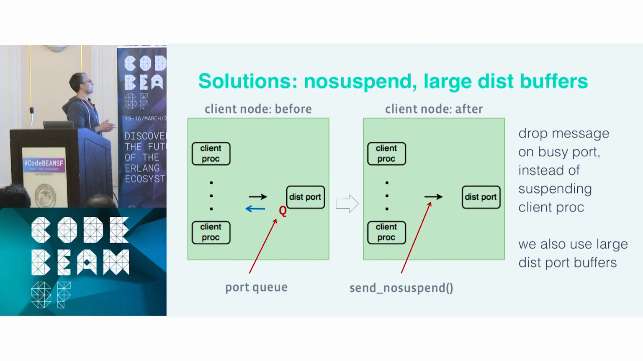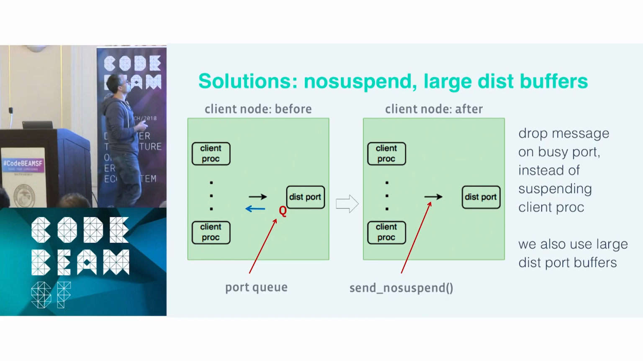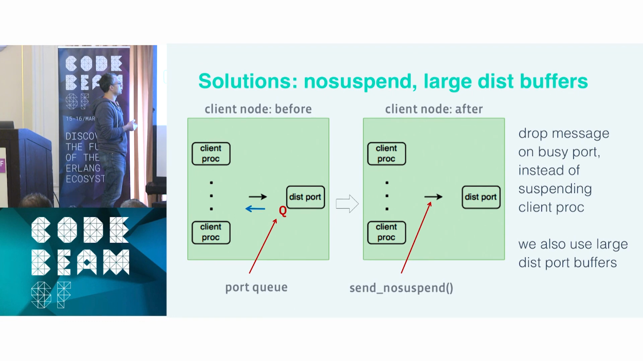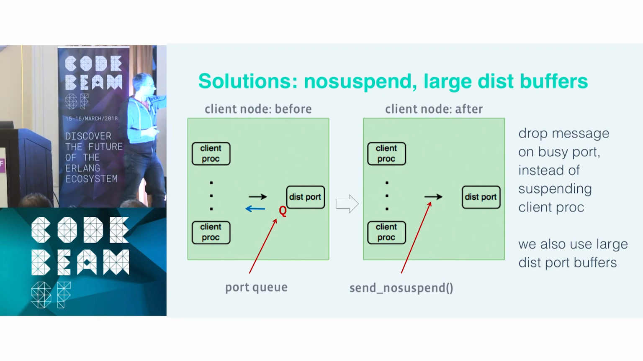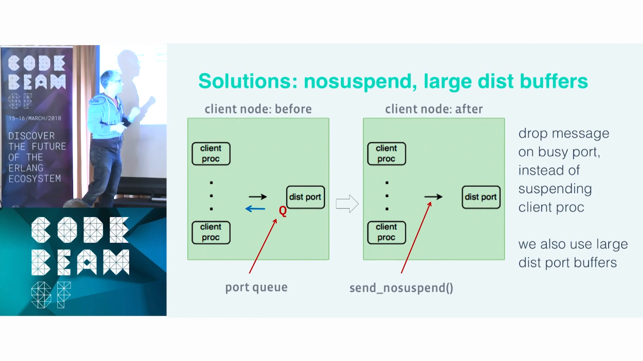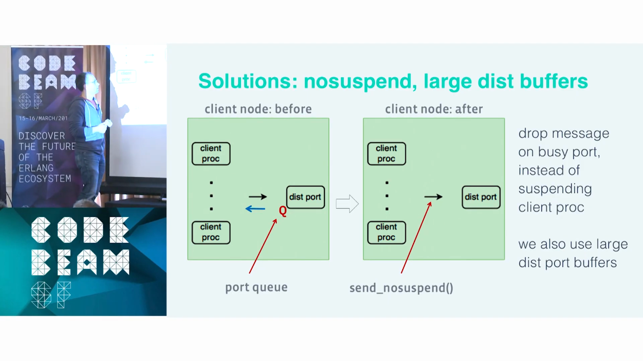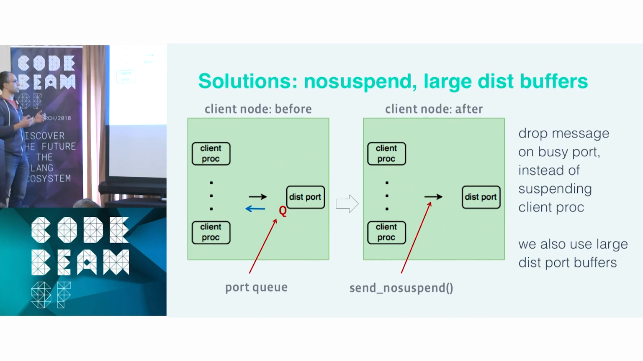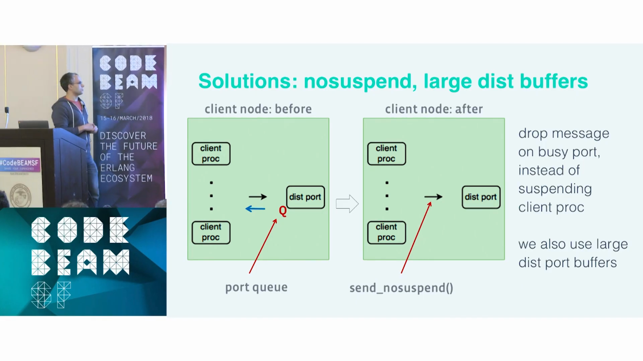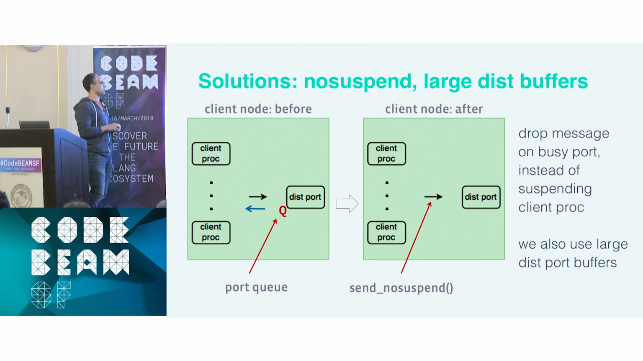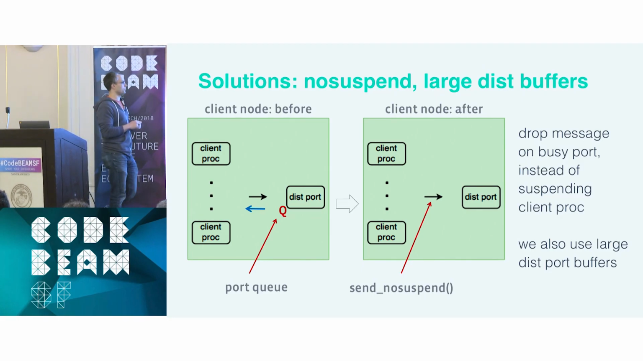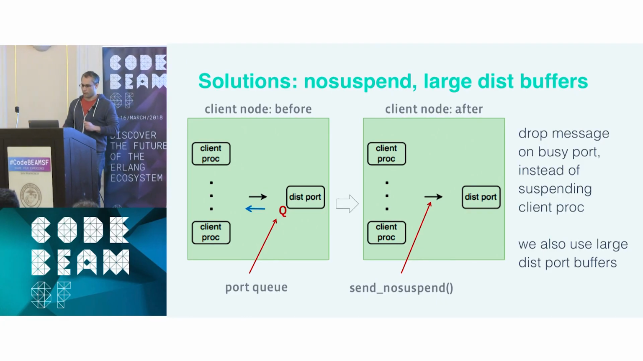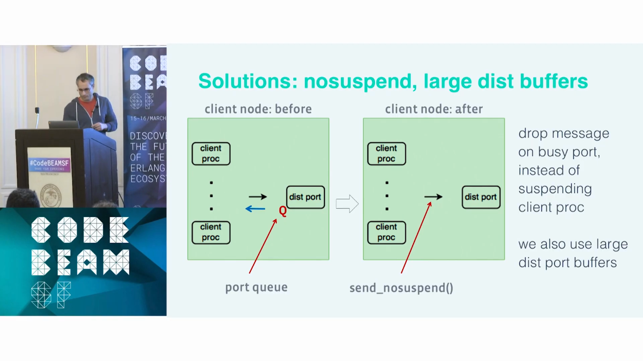What are the solutions for these problems? One solution that we rely on quite heavily in a normal Erlang distribution setup is that we send with a no suspend option instead of a normal send. What it does is, if it sends into a busy port with that, it just discards the message. We also run dist ports with large buffers, which help with intermediate network problems, but do not help with disconnect.